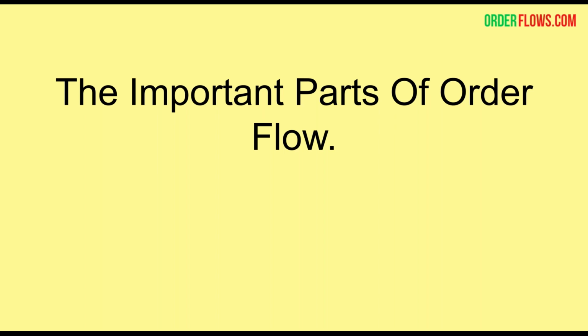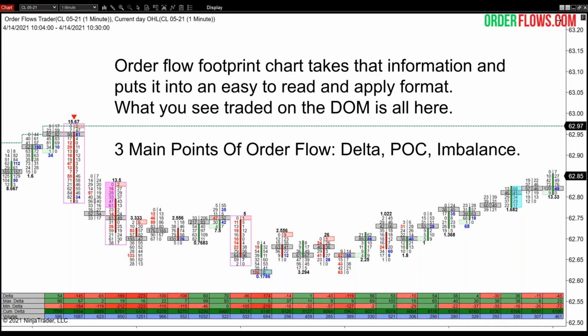So the first part I'll talk about is the important parts of order flow. Now, most traders, right, we look at a normal bar chart, okay? But the order flow footprint chart takes that information that you see on your bar chart, but adds in more information, okay? So remember, everything that you see on a chart, whether it's a bar chart or a footprint chart, comes from the same source. It comes from what's traded in the market.